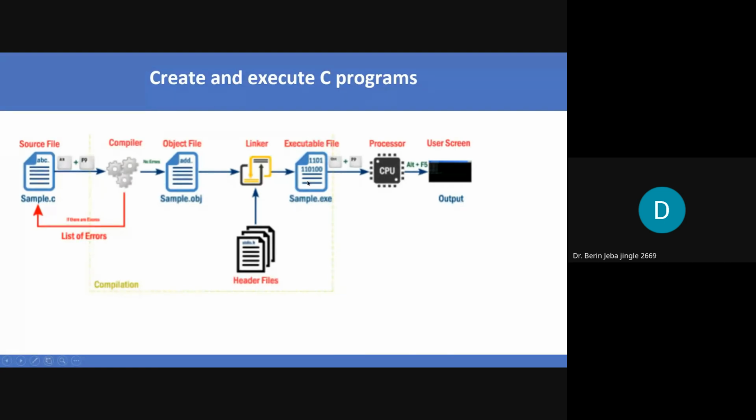It will convert the program to machine understandable language. Then you press Control F9 to run. In the processor, it will do all the calculations, and if you press Alt F5 in the output screen, you can see the output.